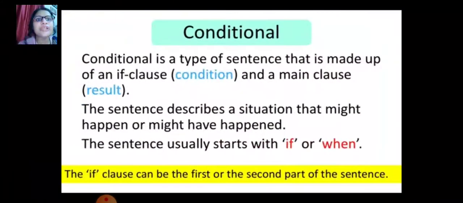So let's start. Before we talk about zero conditional, again, conditional is a type of sentence that is made up of an if clause and the main clause. The sentence describes a situation that might happen or might have happened. The sentence usually starts with if or sometimes with when also. The if clause can be the first or the second part of the sentence also, but most of the time you will get this if in the beginning of your sentences only.